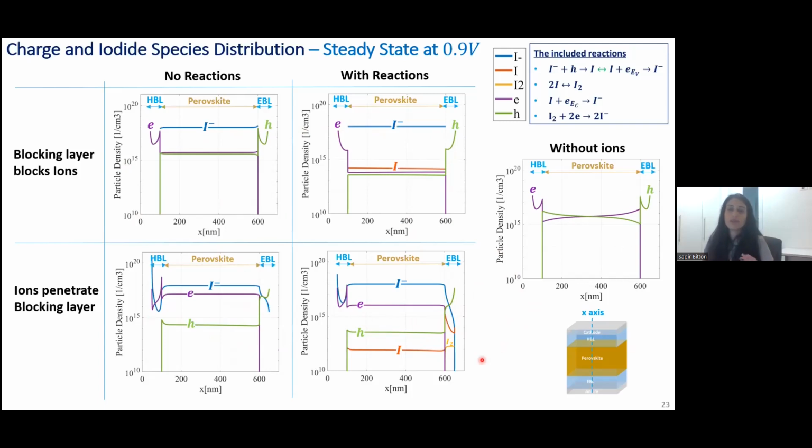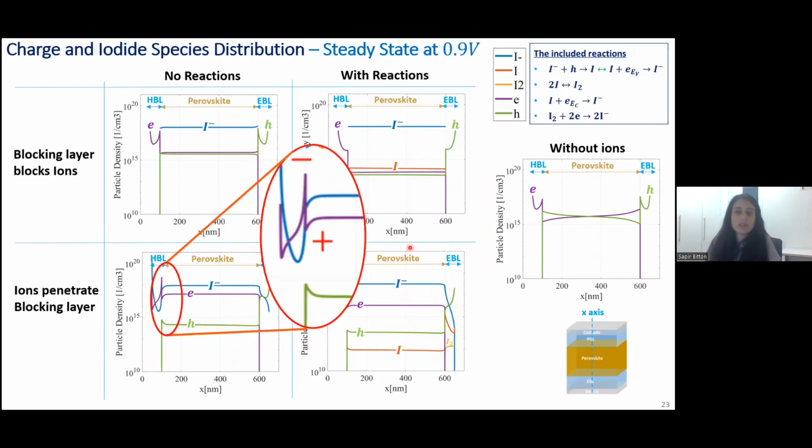And if we compare each pair of the devices with and without the reactions, we will notice that with the reactions, there are fewer charge carriers, which indicates the recombination process we talked about resulting from the reactions. And for the devices in which the ions emerge from the layers, there is effective n-type doping of the device.